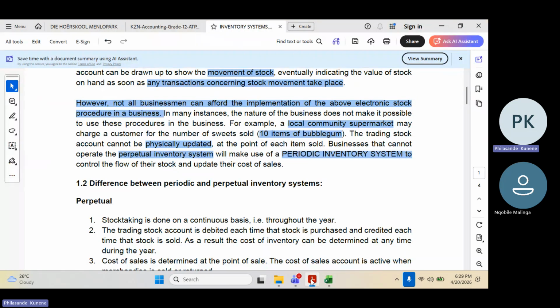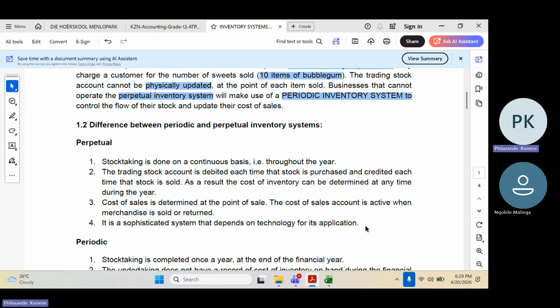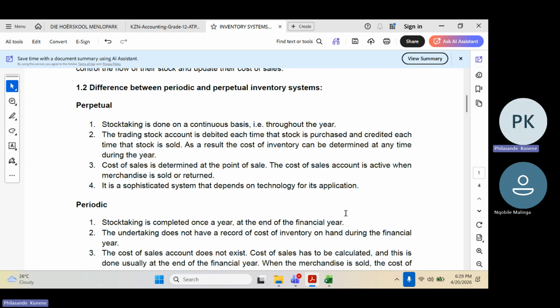But go to a tuck shop in your area, they won't tell you how much stock they have inside their tuck shop. It is impossible for them because they're using a manual, periodic inventory system, even though they're not aware, because they don't even know about periodic and perpetual. It's a tuck shop, so it's run by someone who is uneducated, obviously. They don't even know, but looking at how they do things, it is a periodic inventory system.